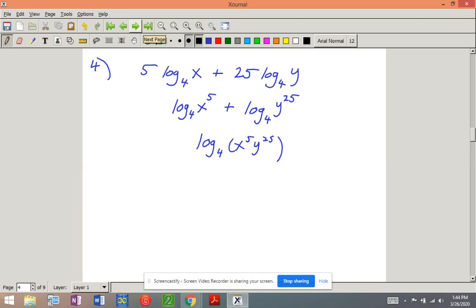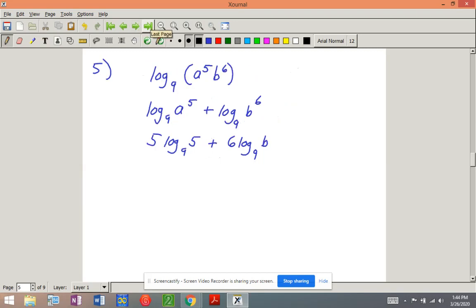The next two problems are to go the opposite way, expand each logarithm. So you're starting with a single log, and you're going to expand into more than one log. So our problem is log base 9 of a to the 5th times b to the 6th. So we see we have a log of a product. So we're going to apply the log of a product property. So that says take the log of the first factor, so log base 9 of a to the 5th, plus log base 9 of b to the 6th.